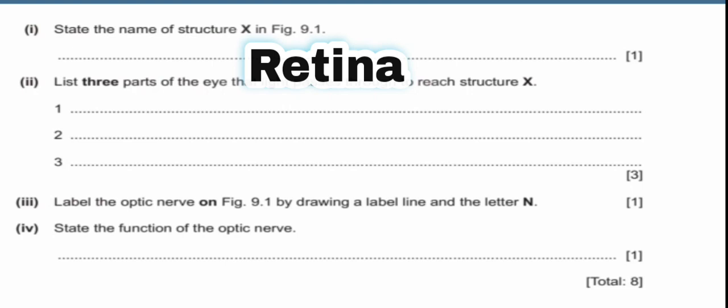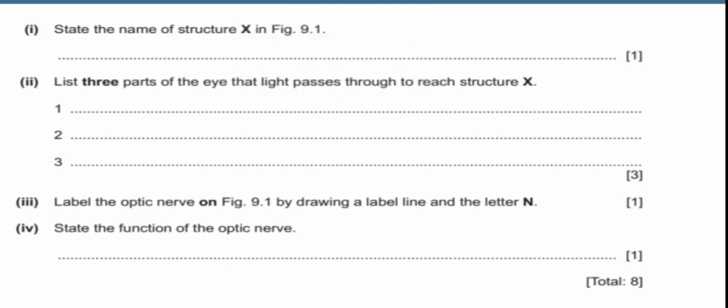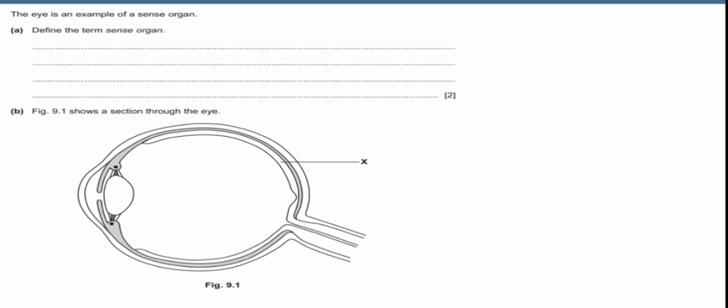Then it says list 3 parts of the eye that light passes through to reach structure X. So the part labeled X is called the retina. Now we need to label the parts for the light to reach X. So let me just do an experiment. When the light is coming from this direction, it is going to pass through the pupil up to this part, which is the part labeled X.